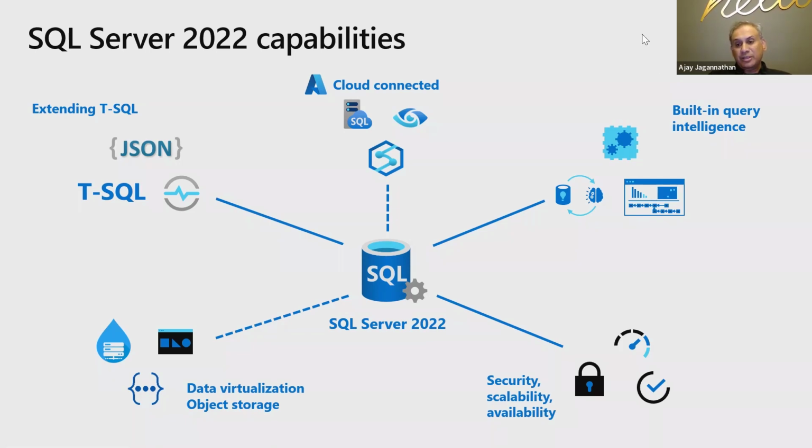Now, the second category is another extremely powerful capability where customers spend a lot of time tuning and troubleshooting. This is where we are continuing to innovate in built-in query intelligence through the next generation of intelligent query processing, as well as query store. And we will see some of these features in action shortly.